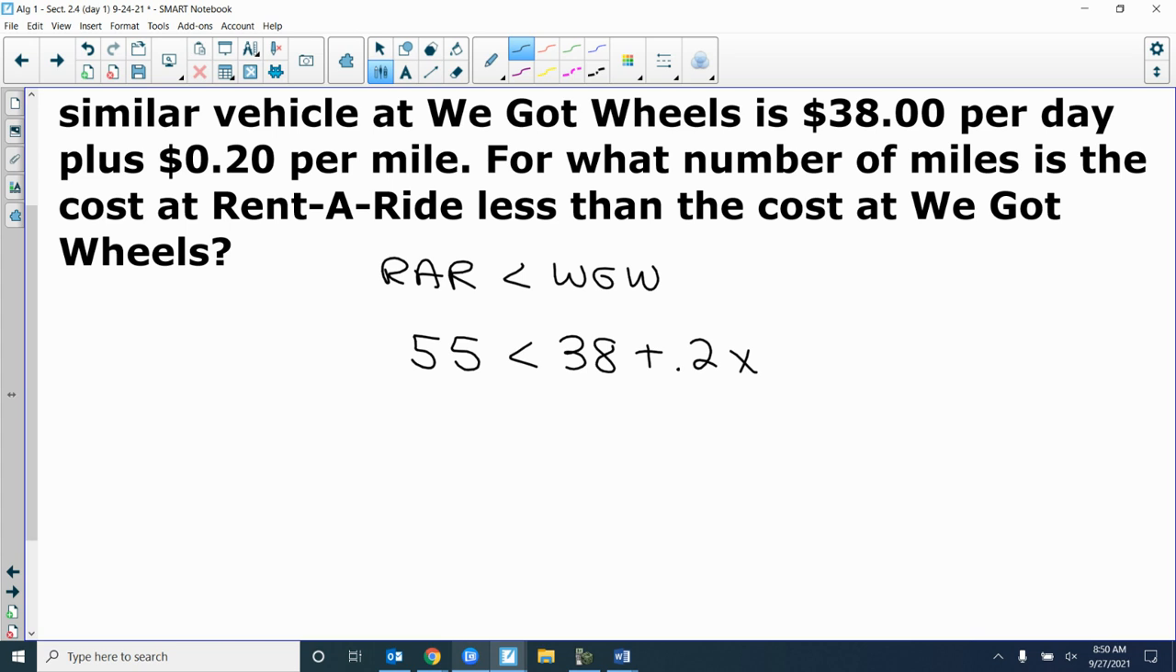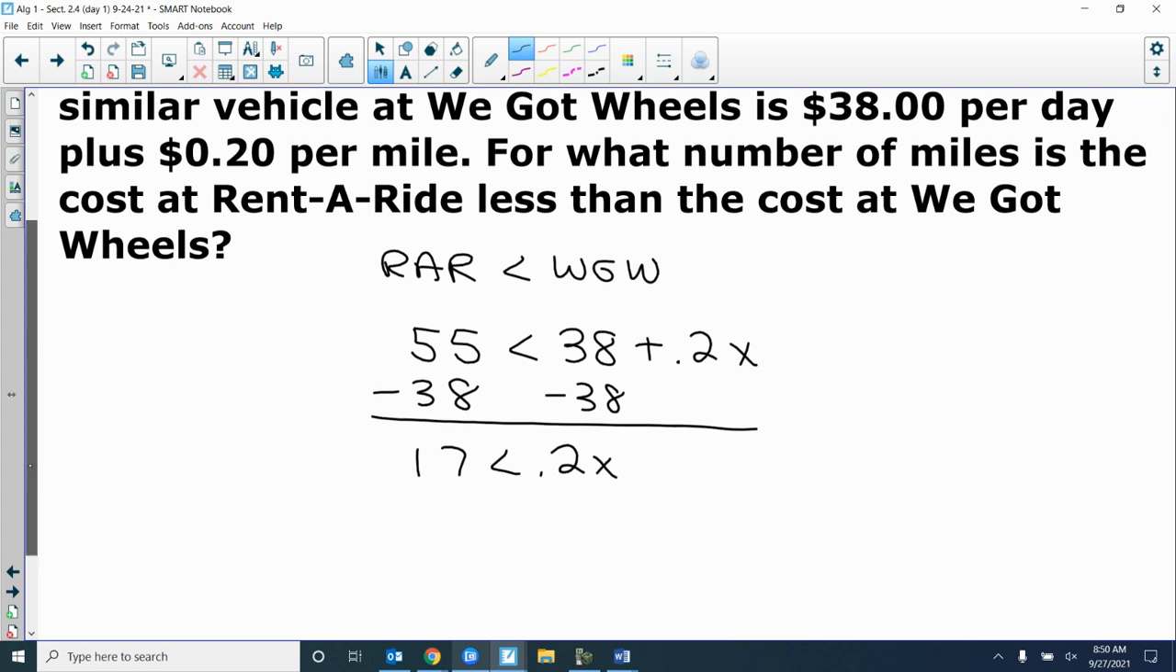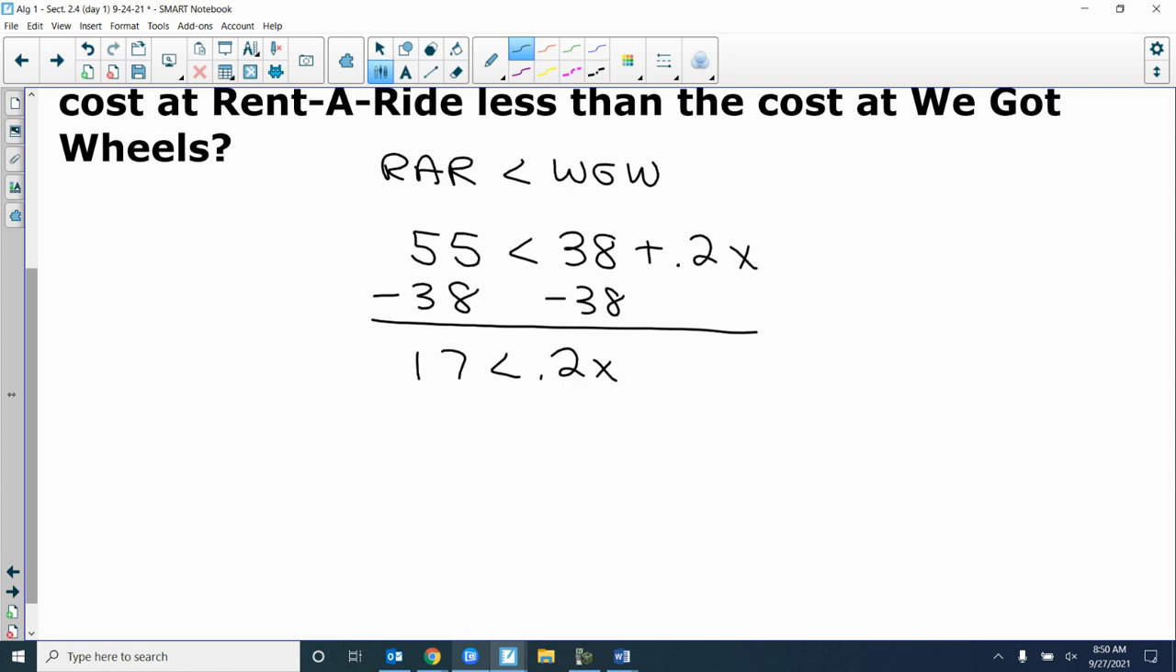All right, how do you solve this? I don't have an x over here, and that's okay. Griffin? Subtract 38 on both sides. Good. 55 minus 38 is 17. That is less than 0.2x. We got some decimals, so you definitely need your calculator. Divide by 0.2. 17 divided by 0.2 is 85, and I flipped it so I got x is greater than 85.